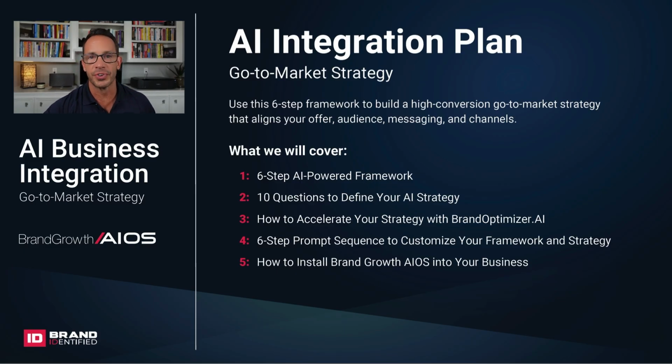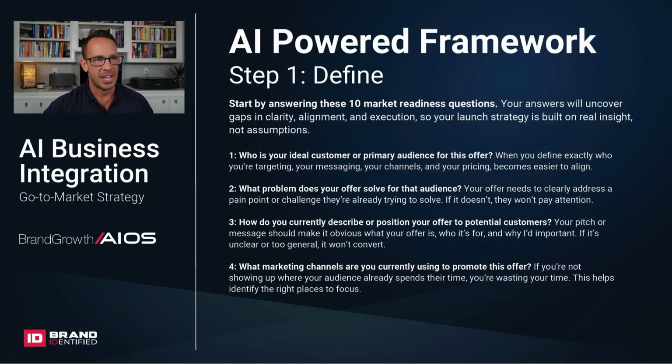First off, we're going to go over that 6-step AI-powered framework. Then we're going to answer and define the 10 questions that you must answer to define your AI strategy. Then I'm going to show you how to accelerate your strategy using the custom GPT over at BrandOptimizer.ai. Then I'm going to give you a 6-step AI prompt sequence to customize your framework and your strategy for your specific business, also using that BrandOptimizer.ai custom GPT. And then finally, I'm going to show you how to install Brand Growth AIOS system into your business. So let's jump in and get started.